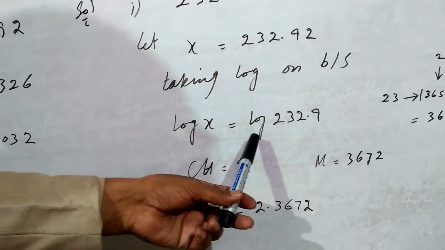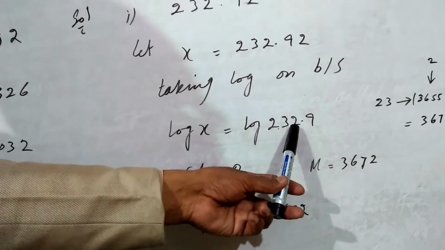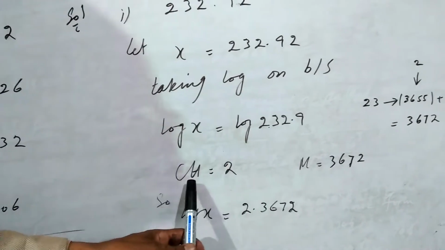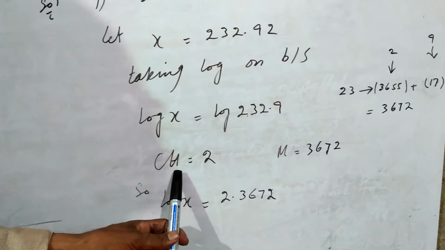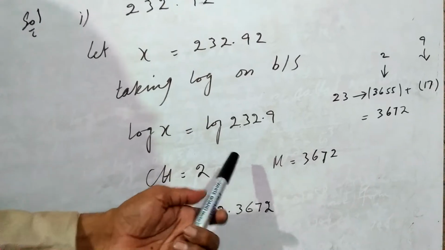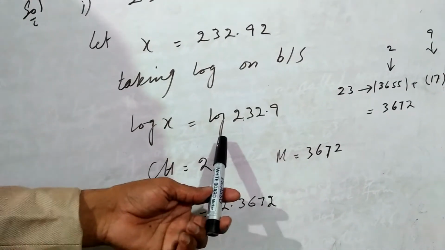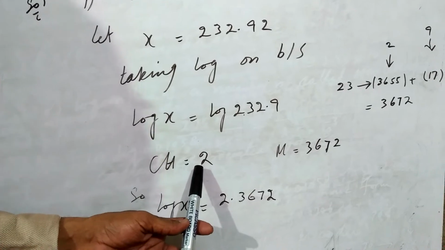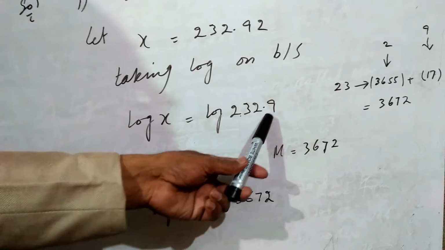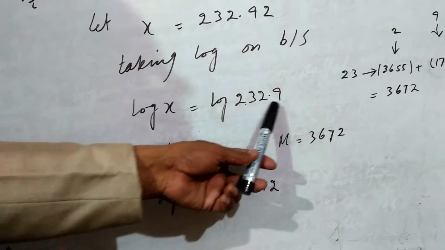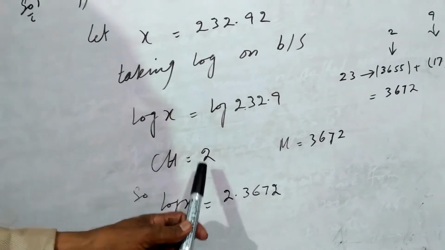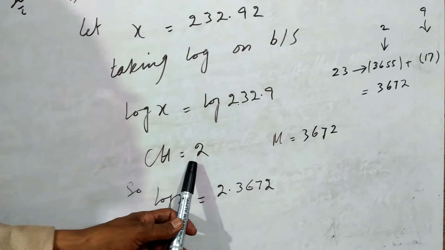As we have to take the logarithm of 232.9, we have to break it into two parts. First part is the integral part, which is known as characteristic. The second part is the decimal part, which is known as mantissa. So first one is characteristic, or CH. When we write this number from ordinary form into scientific notation, the power of 10 will be 2. So this 2 is our characteristic.